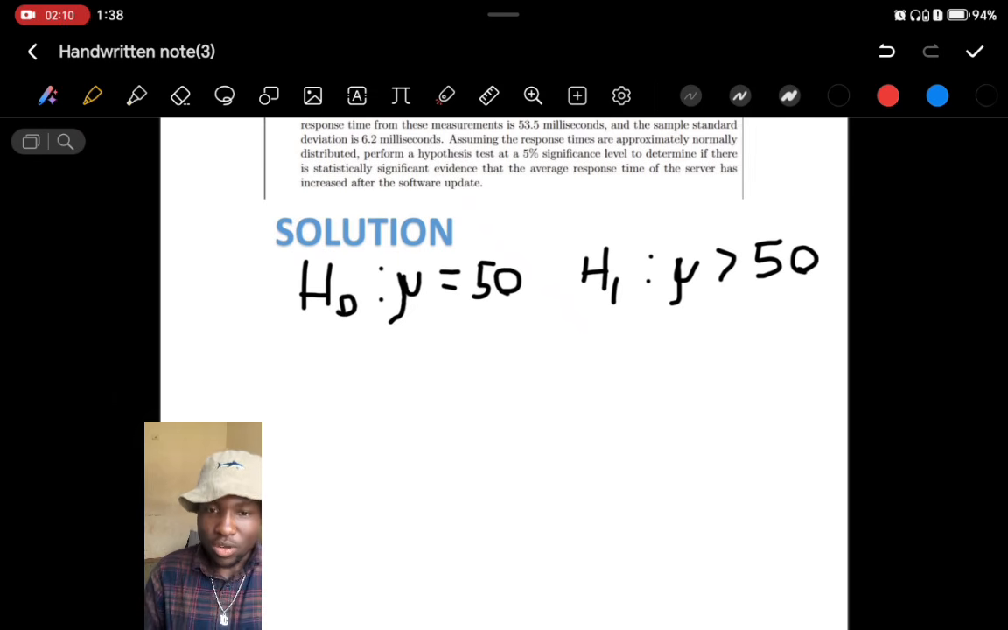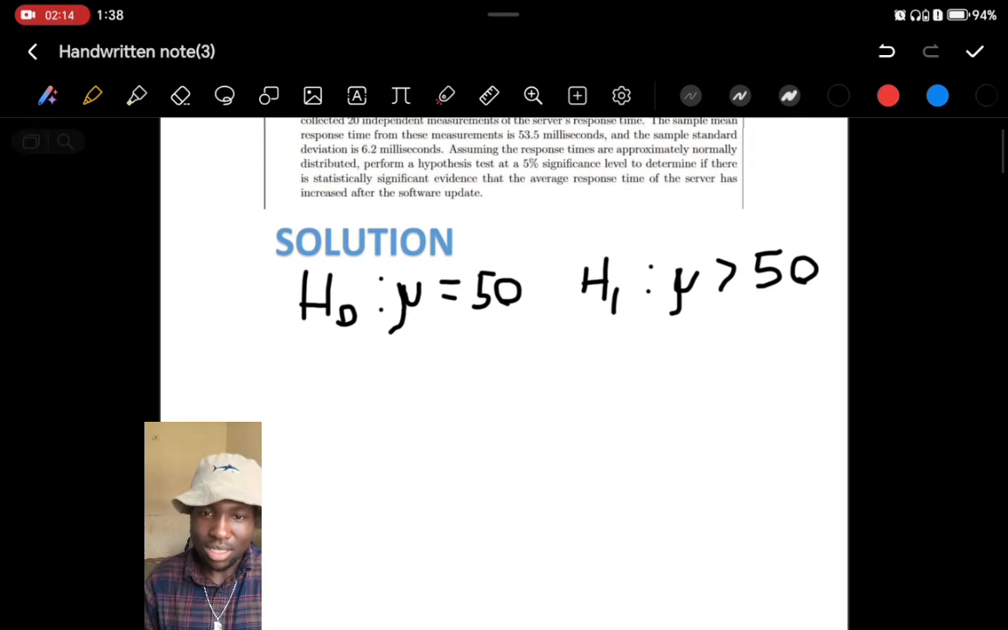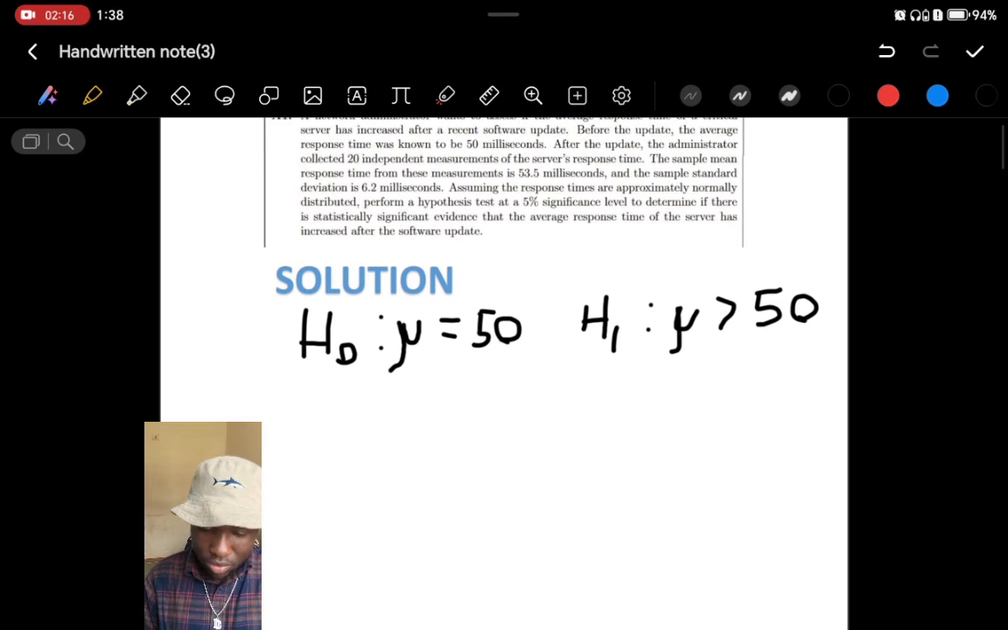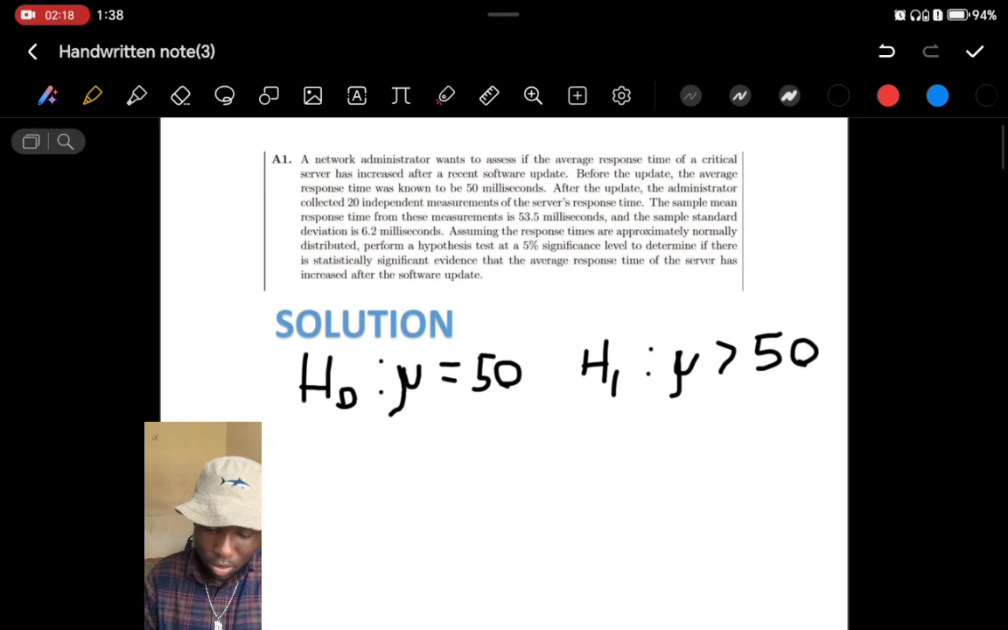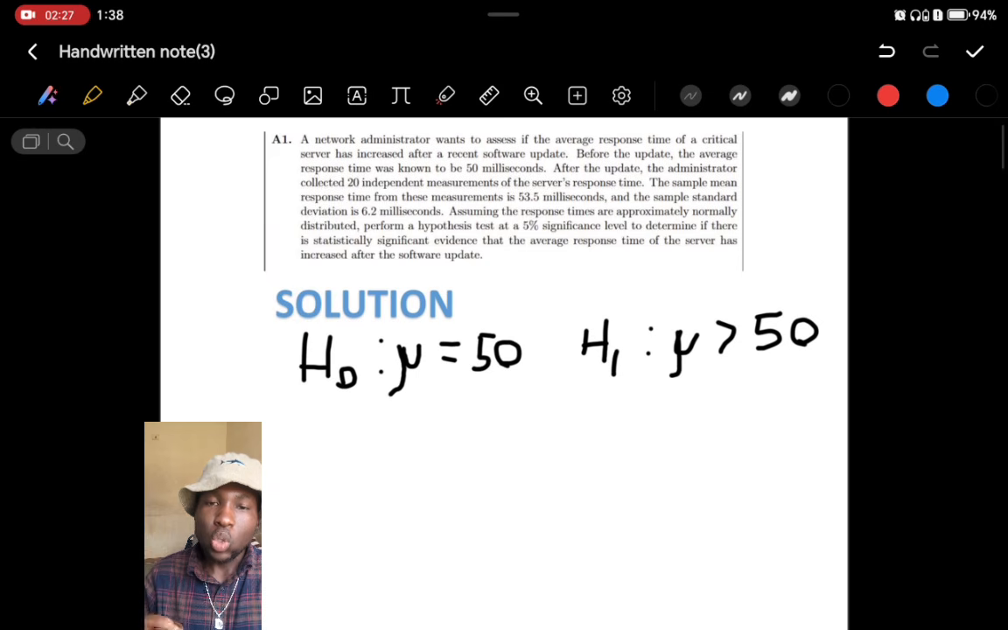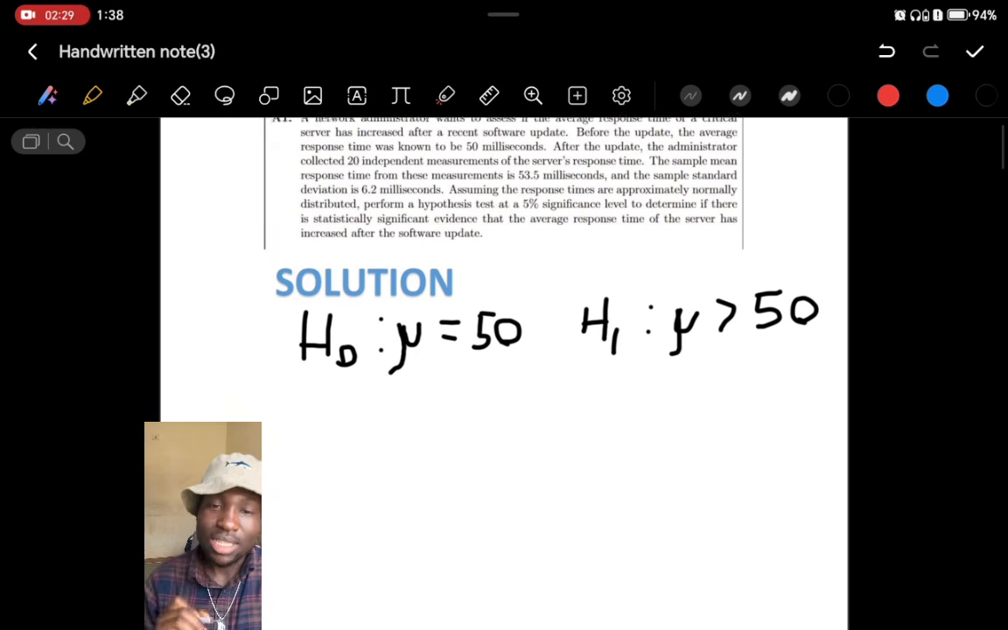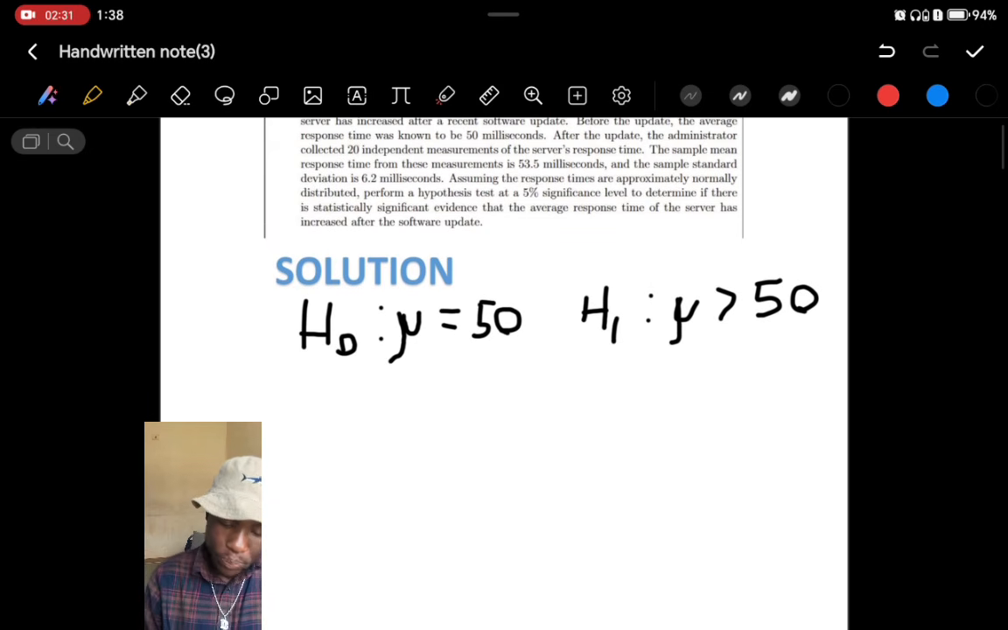Then the other thing we need to decide is whether this is a t statistic or a z statistic. We are given that 20 independent samples were collected, plus we have the sample standard deviation, not the population standard deviation. So in this case we use the t statistic.